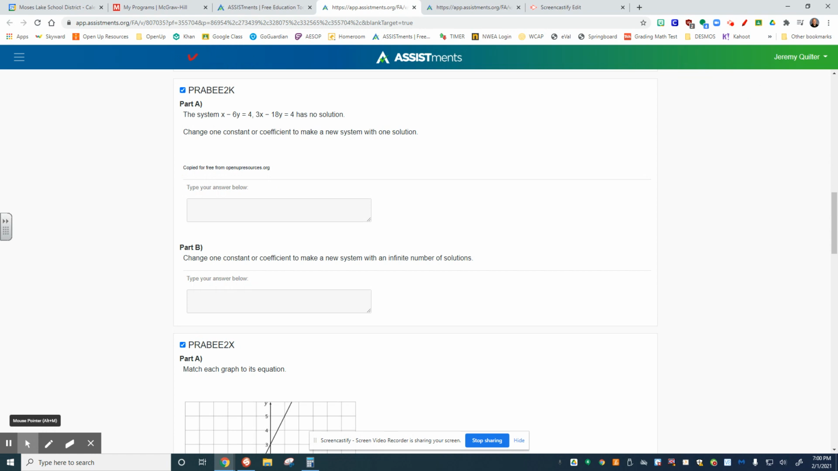The next one, part A: this system is said to have no solution. Change one constant or coefficient to make a new system with one solution. Again, one solution, we have to have different slopes. So let's think about this. Why did they say that these two have no solution, meaning they are not going to intersect? When I compare the equation x minus 6 times y is equal to 4 to 3 times x minus 18 times y is equal to 4, how can they say these two have no solution? How can they tell me that they're parallel when they look completely different?